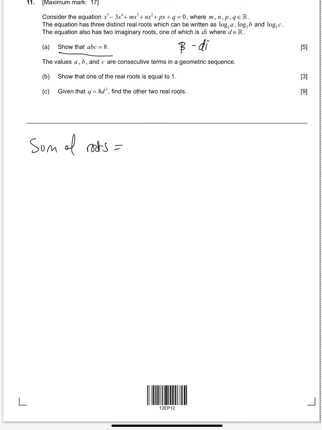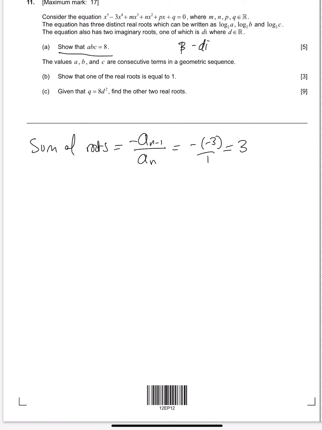And the sum of the roots is equal to, Marta? It's in your formula booklet. Yes. It's minus a sub n minus 1 over a sub n. In this case, a sub n minus 1 is the second coefficient. It's always the second coefficient. In this case, it's minus minus 3 over 1.